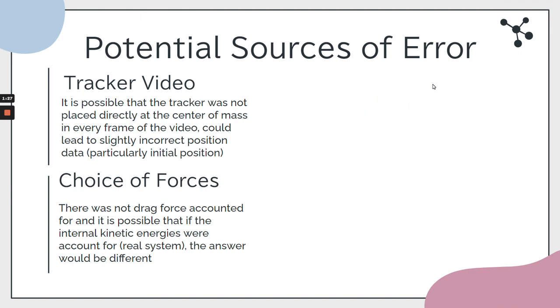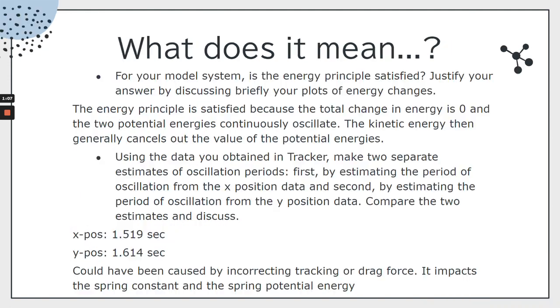So going into some error, the possible sources of error would be the tracker video. It's possible that the tracker was not placed directly at the center of mass in every frame of the video, which could lead to slightly incorrect position data like we see with the x and y graphs. And then there was no drag force accounted for in this lab, and it's possible that if the internal kinetic energies were accounted for, aka like using a real system, the answer might be different.